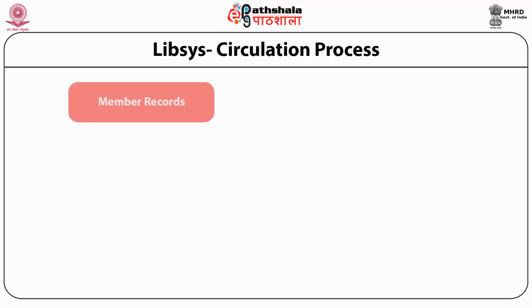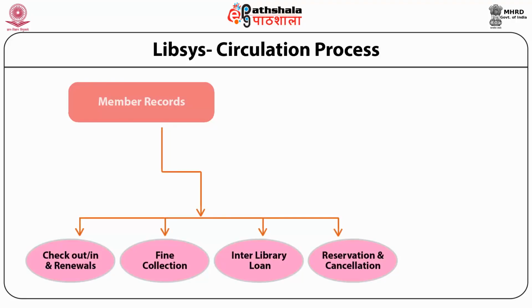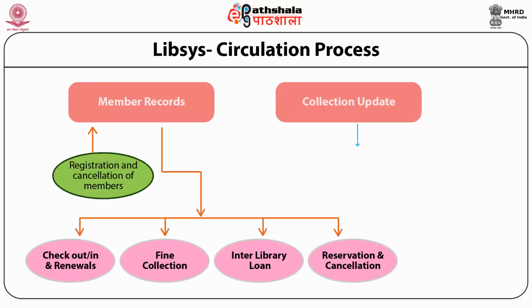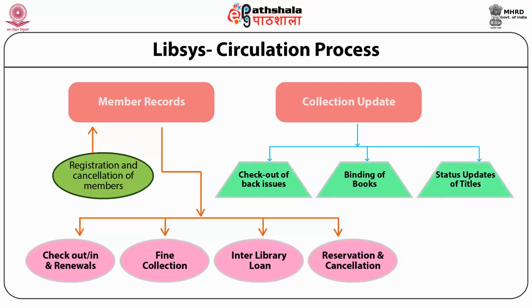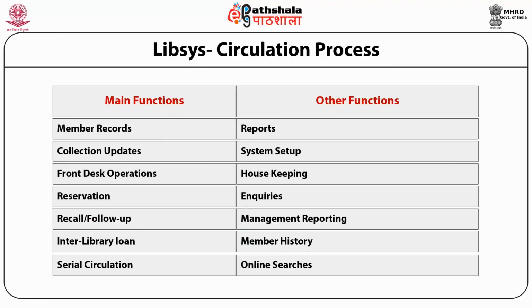The first is the member records, which is used to set up some parameters regarding the members, their checkouts, member category, subject of SDI, reasons for cancellation of membership, or declaring a member delinquent, etc. The second is the collection update, which provides the checkout of back issues, binding of books, and status updates of titles.